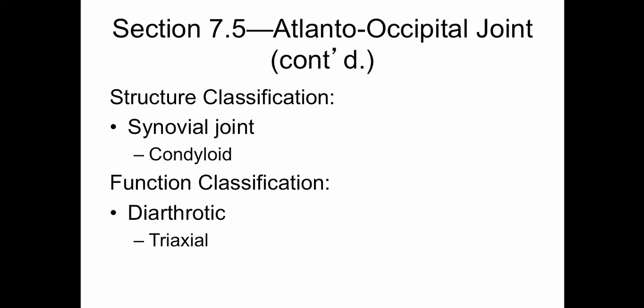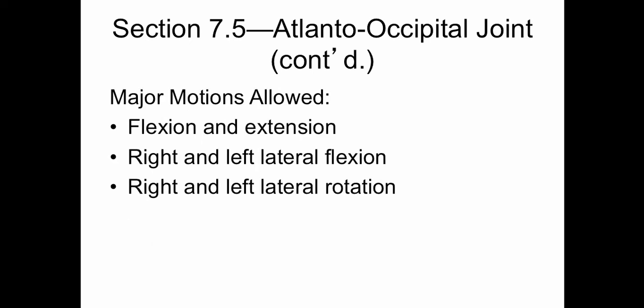Movement of the atlanto-occipital joint allows the cranium to move relative to the atlas. The amount of rotation that is possible at the atlanto-occipital joint is considered negligible by many sources, so they classify the atlanto-occipital joint as being biaxial rather than triaxial. The major motions allowed at the atlanto-occipital joint include flexion and extension, right and left lateral flexion, and right and left lateral rotation.